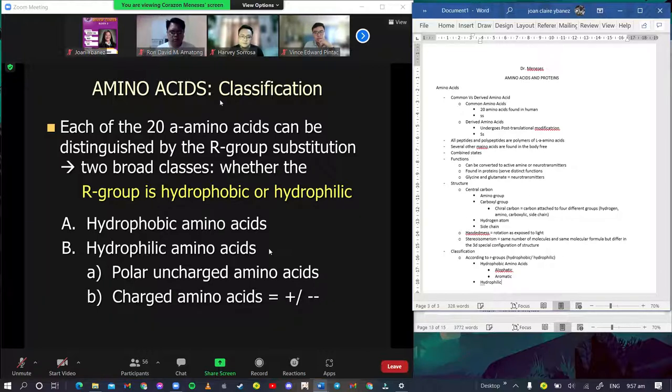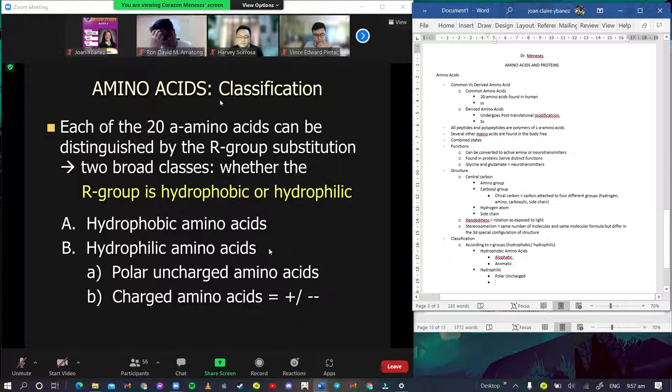Why is it polar uncharged and charged amino acid? Why do you think? What is the structure of your water? A very simple molecule. It is partially positive and partially negative, is it not? When you look at the water, it is partially positive and partially negative. That's why for any polar group, we need to say if there is hydrogen bonding because of the polarity of the amino acid, but it is not charged, then it can be hydrophilic.